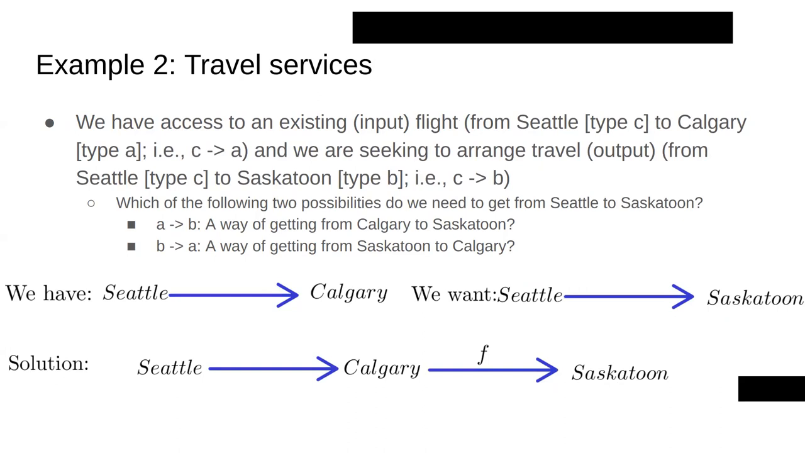Here's our travel services. We have access to an existing flight. We know there's a flight from Seattle to Calgary, and we're seeking to arrange travel from Seattle to Saskatoon, all the way to Saskatoon. What do we need if we want to go from Seattle to Saskatoon? If we want to use this flight that we know about from Seattle to Calgary, do we need a way to go from Calgary to Saskatoon, or do we need a way of getting from Saskatoon to Calgary? We want Calgary to Saskatoon. Calgary to Saskatoon, yeah.